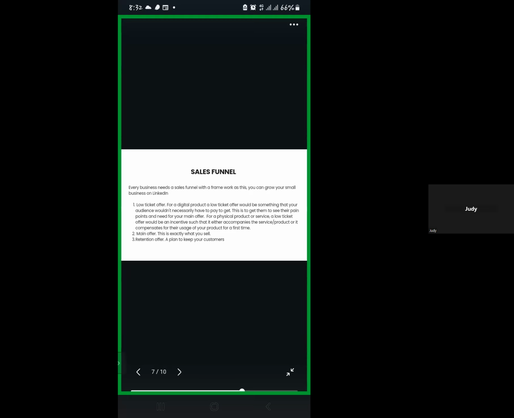You have this low ticket offer, and then you have this main offer. This is the real thing that you sell. There is that stage, and then there is also the retention offer. How do you want to keep these clients? How do you want to keep the customers that come to you from LinkedIn? Now you can get anybody's mail on LinkedIn.